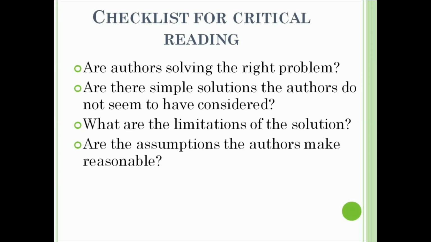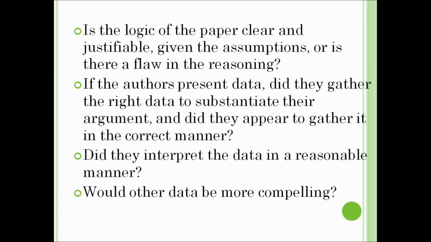Then moving on further, are there simple solutions that the authors do not seem to have considered? And what are the limitations of the solutions? Next, are the assumptions the authors are making reasonable? That also is an essential aspect. Next, is the logic of the paper clear and justifiable given the assumptions, or is there a flaw in the flow of the reasoning? So it will make clear whether the hypothesis is in line with the reasoning or not.